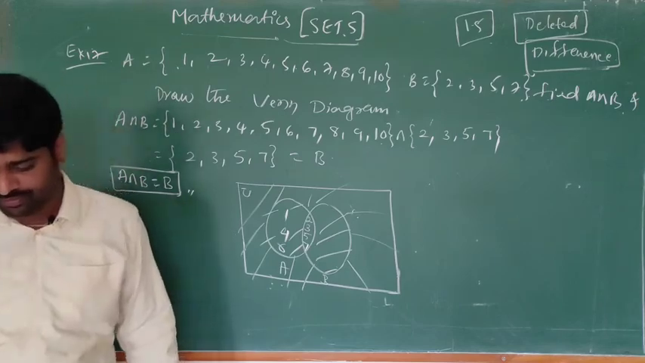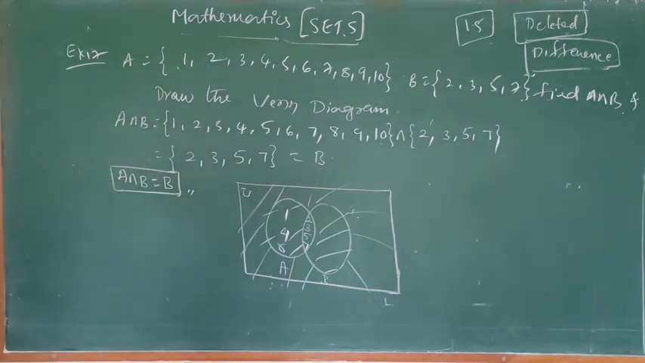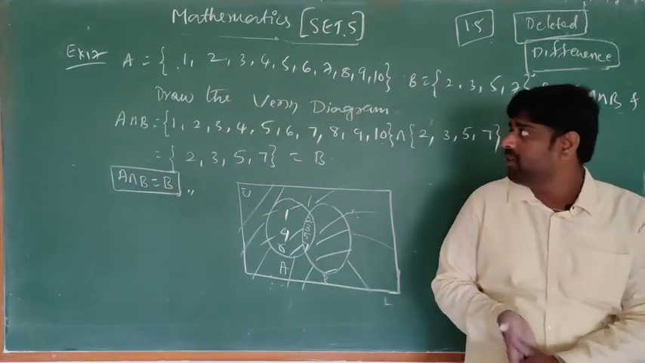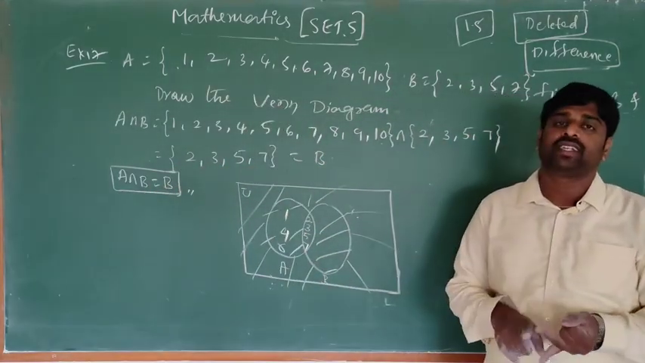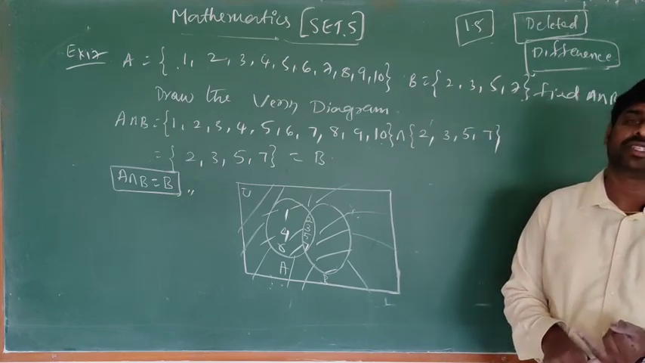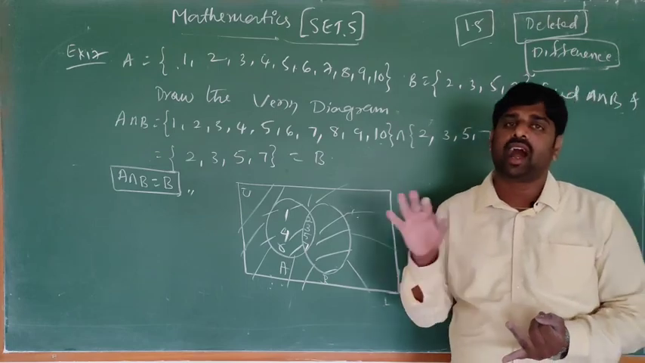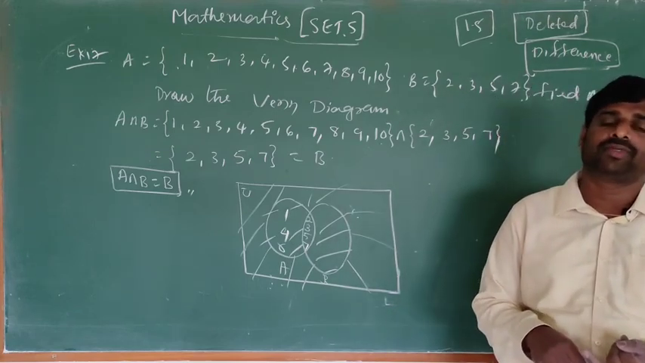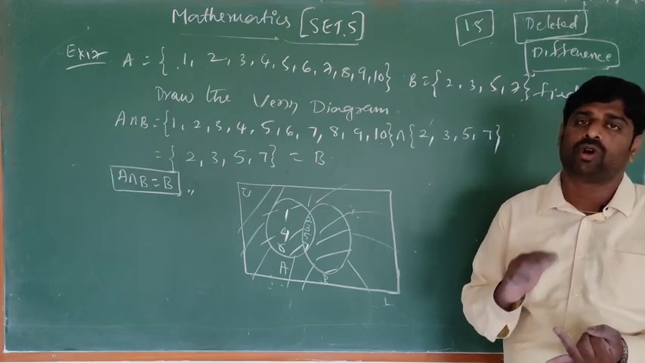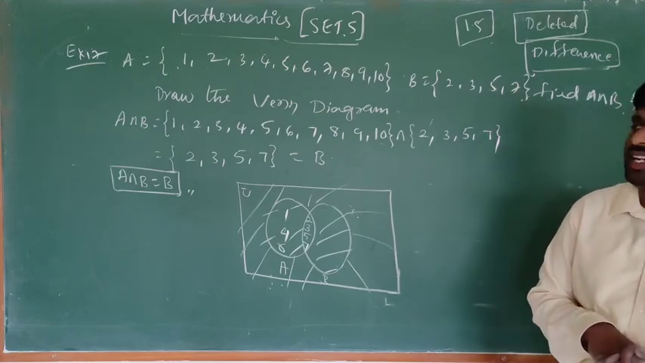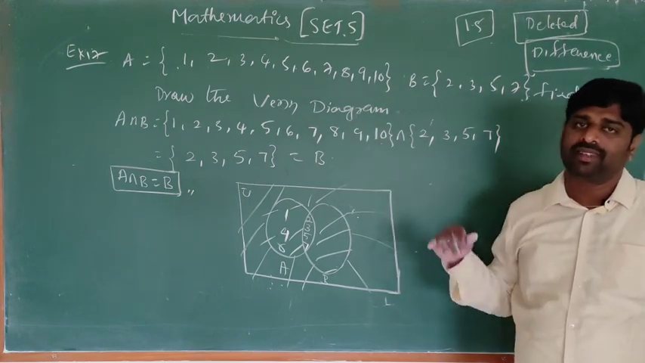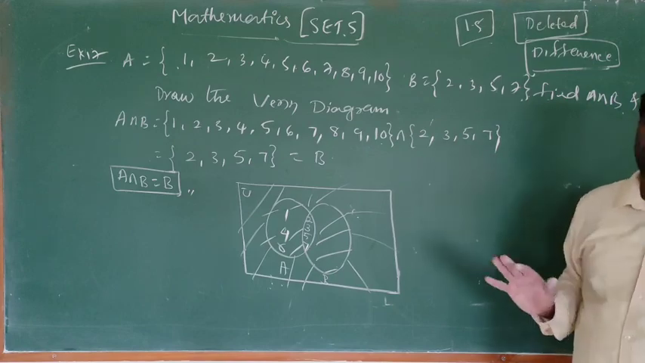So here, union of two sets and intersection of two sets. Union of two sets means the set of all those elements which belong to either A or B. That is the union of two sets. Intersection of two sets means the set of all those elements which belong to both A and B. That is the intersection of two sets. Based on that, I discussed exercise 1.4 and example problems.